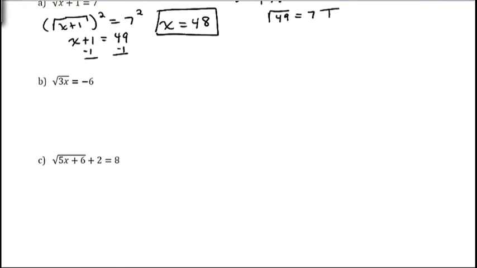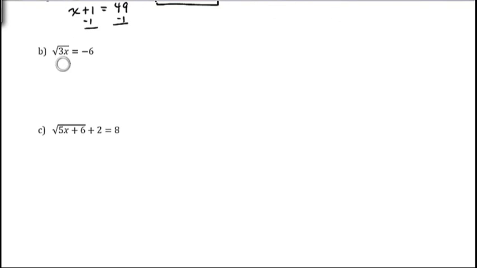Our next equation is the square root of 3x is equal to negative 6, and this one actually has no solutions. Remember, square roots are always positive, so whenever you have a square root equal a negative number, there will not be any solutions. If you don't happen to catch that, though, you go ahead and solve it. You would square both sides.